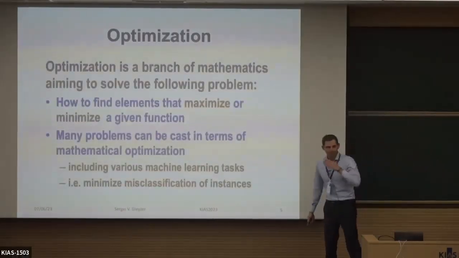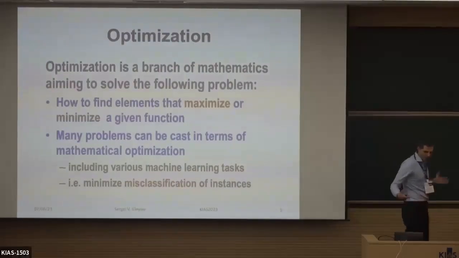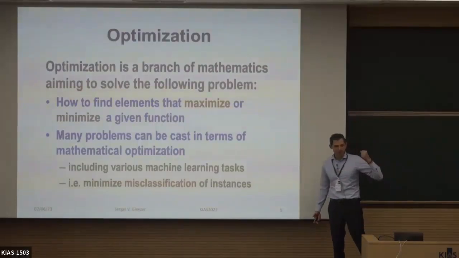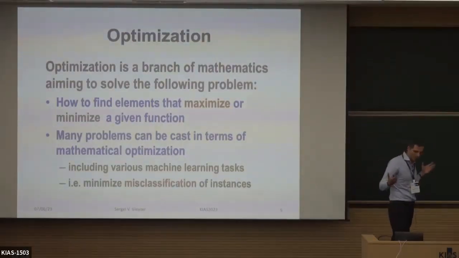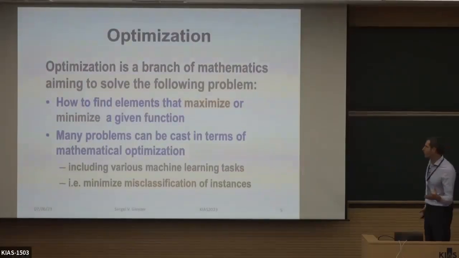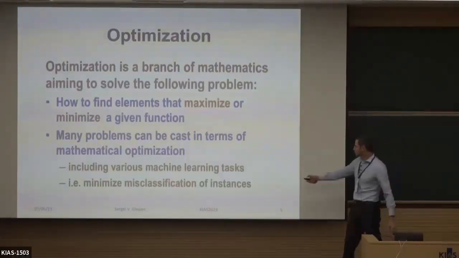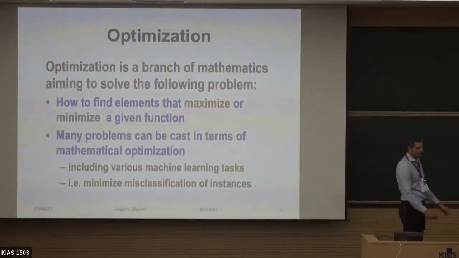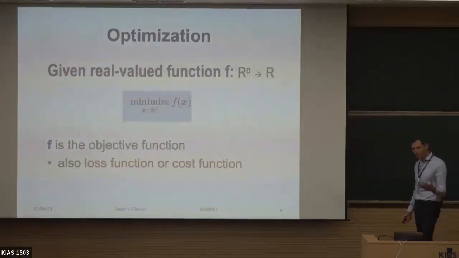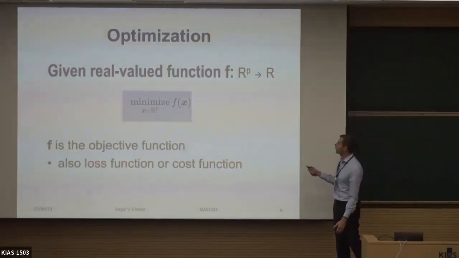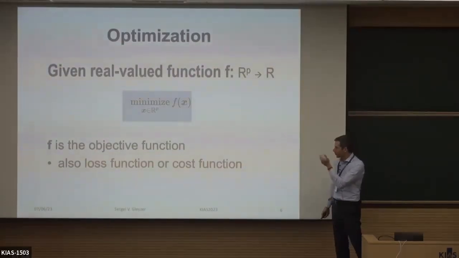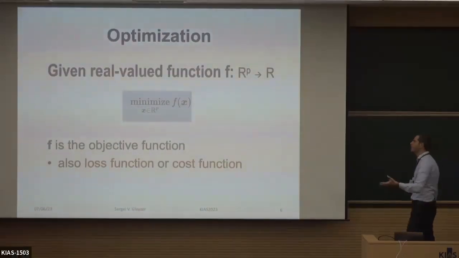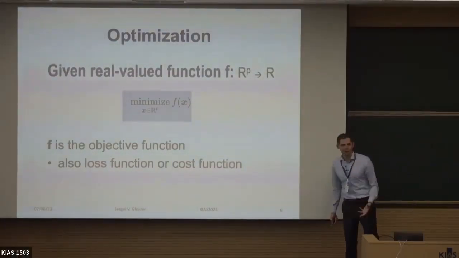So optimization itself is an old branch of mathematics, right? Whose goal is to find, given a function, you want to maximize or minimize the function. Essentially, it boils down to that. And you can cast many, many problems in that way, including machine learning tasks, where of course you want to minimize some sort of error, right? Your misclassification if you're trying to classify. That's the goal. So suppose you have a real valued function, let's call it the objective function or loss function or cost function, and the goal is to minimize it or optimize it. Well, how do we do this?